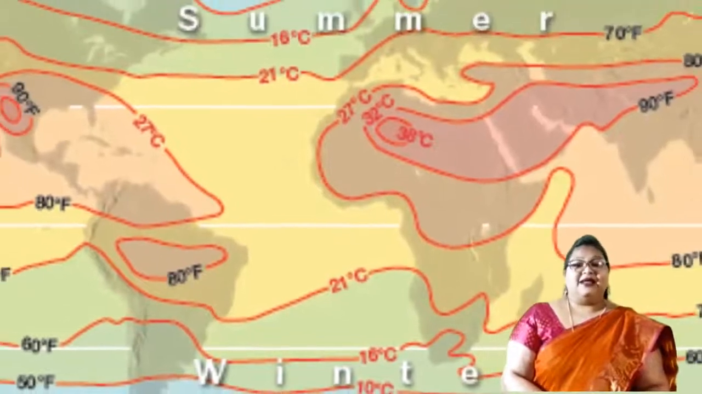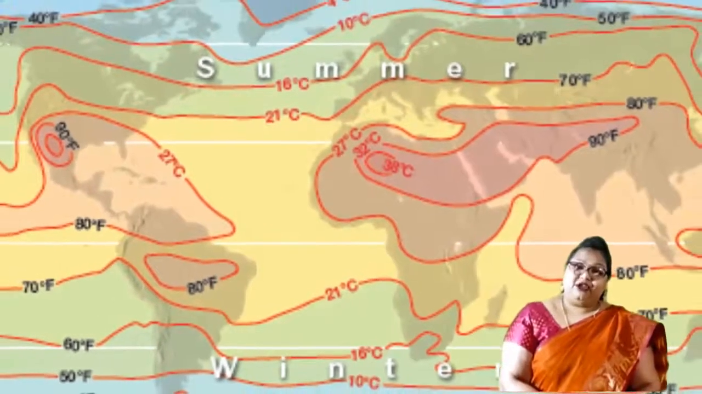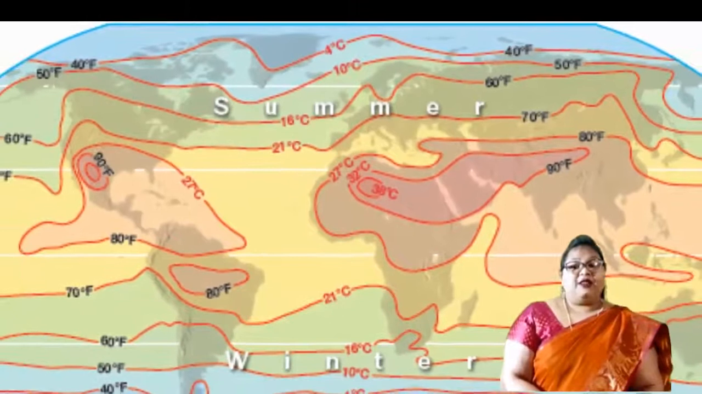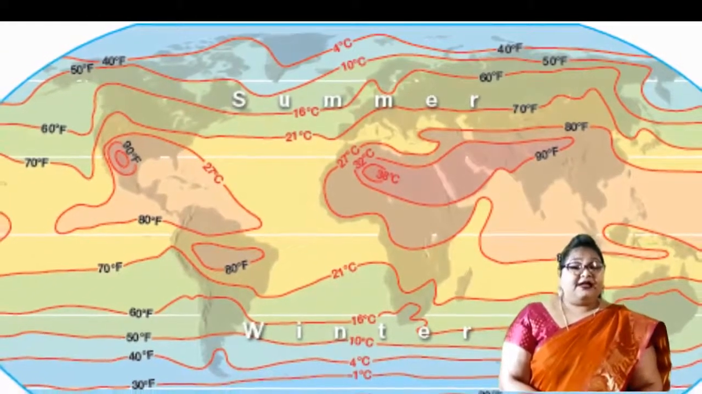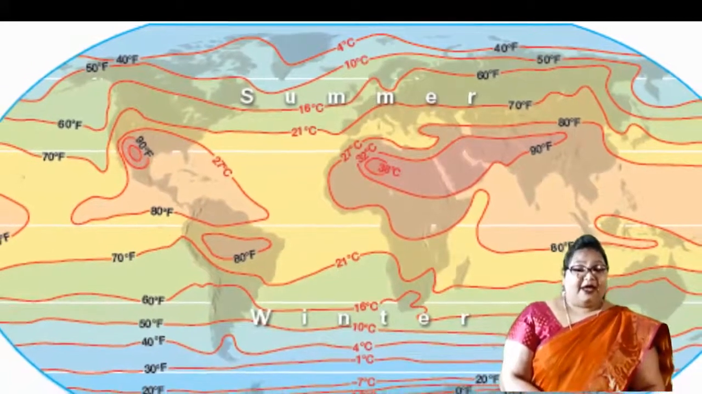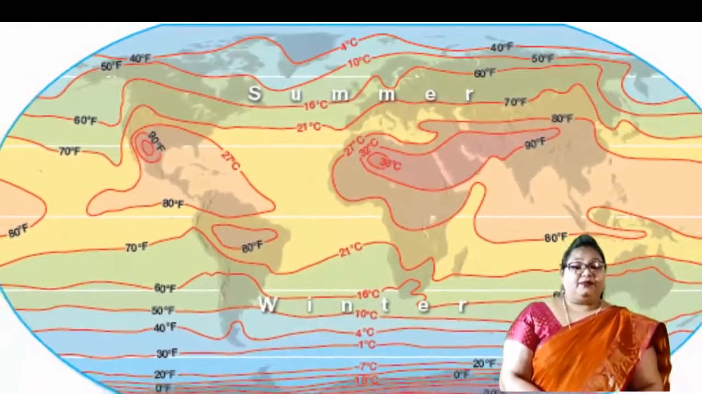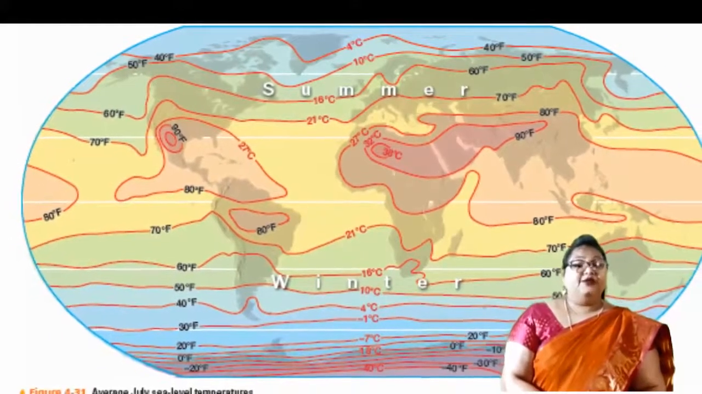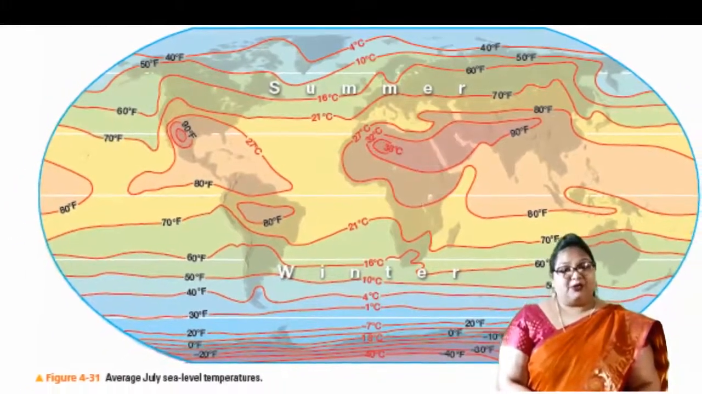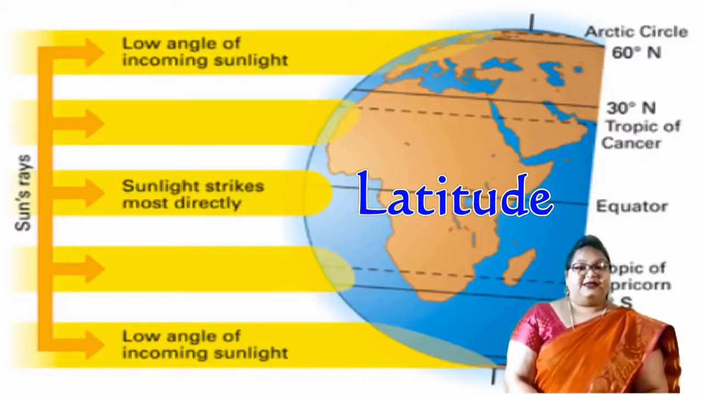Isotherms are the lines joining places that have the same temperature. So it is said that all places of the same latitude would have the same temperature, but it doesn't happen like that. Why? Because the horizontal distribution of temperature is a function of numerous other physical factors also. There are different physical factors and we will be discussing each one of them one by one.